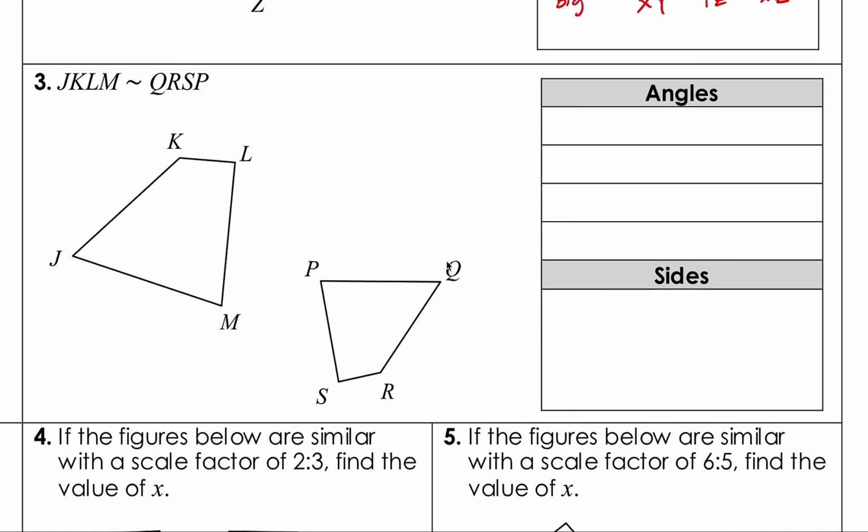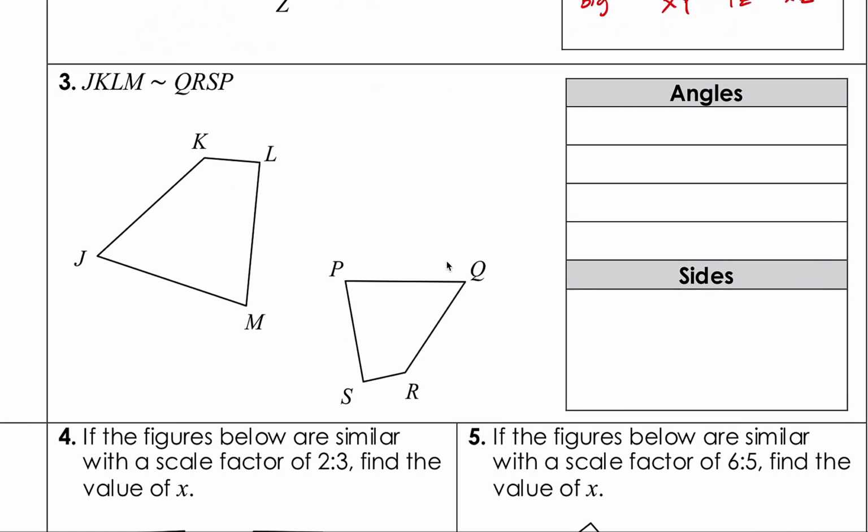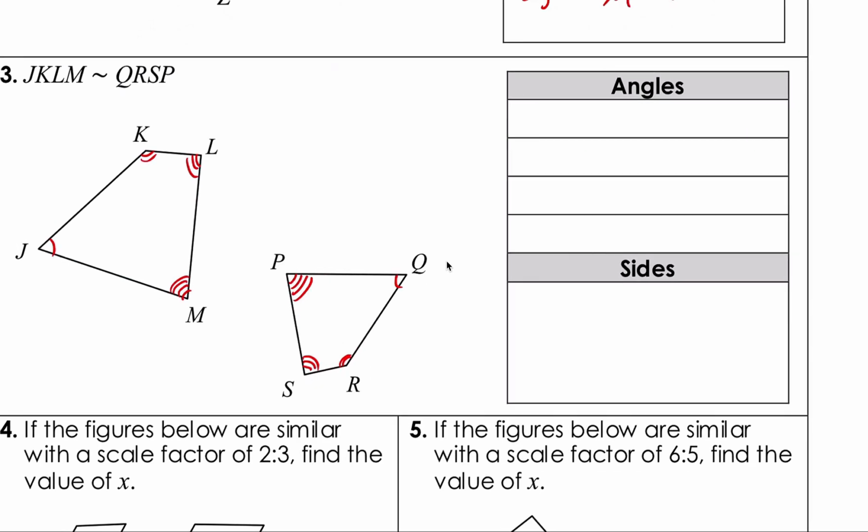Now we're out of triangles. We have a quadrilateral here, JKLM. On J, I'm going to put one arc. On K, two arcs. On L, three arcs. And on M, four arcs. Now I'm going to put the corresponding angles so we know what matches. QRSP: Q is first, that's 1. R is next, that's 2. S is third, I'm going to put 3. And P is the last one, I'm going to put 4. Now you can visually see which angles match with which angles, and we can fill that out.